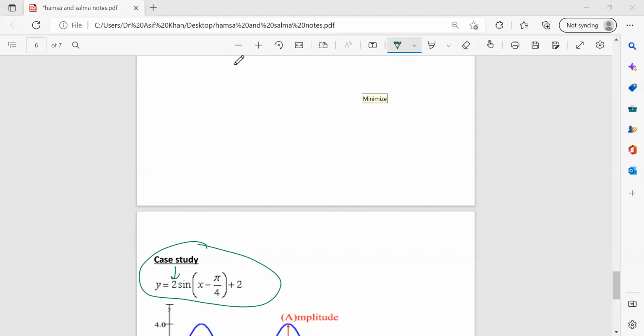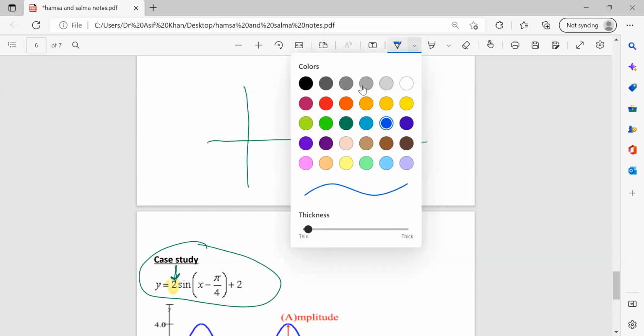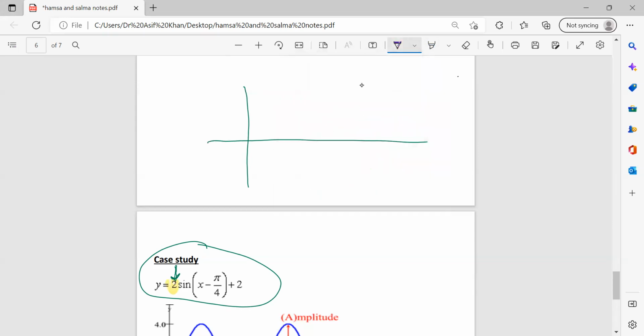Yes, she's there. Yes, Sundus, what does this 2 represent? What is the effect of this 2? Compressed or the opposite, like the first graph, this one. What does this show? Whenever any number before sin is multiplying with the sin.